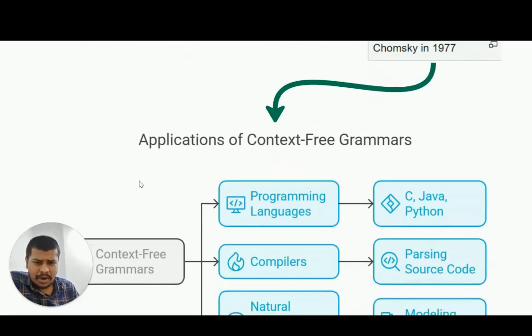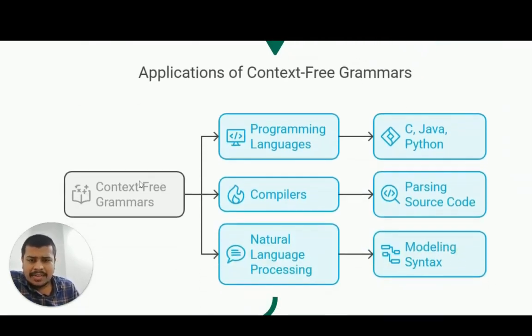So we'll see the applications of context-free grammar. Like I said before, context-free grammars are used in compilers to parse the source code and indirectly help computers understand programming languages like C, Java, and Python. And of course, since programming languages are almost similar to natural language, we could say that it is used for natural language processing, specifically for modeling the syntax, right? So this was the main application of context-free grammar.